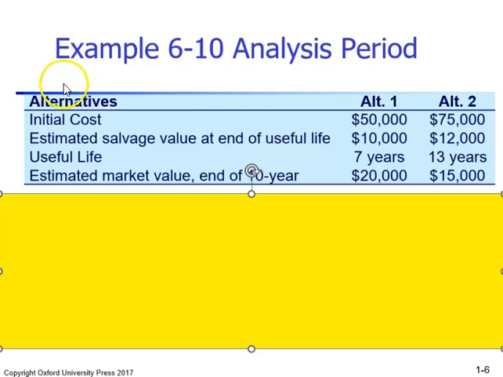So for alternative one, we have $50,000 as the initial cost, and the useful life is 7 years. Salvage is $10,000, and the estimated market value at the end of 10 years is $20,000. So for this one, you draw the cash flow diagram, and the same for this one, and you go for calculation of the annual cash flow, whichever is higher in terms of saving. You are going to choose that.